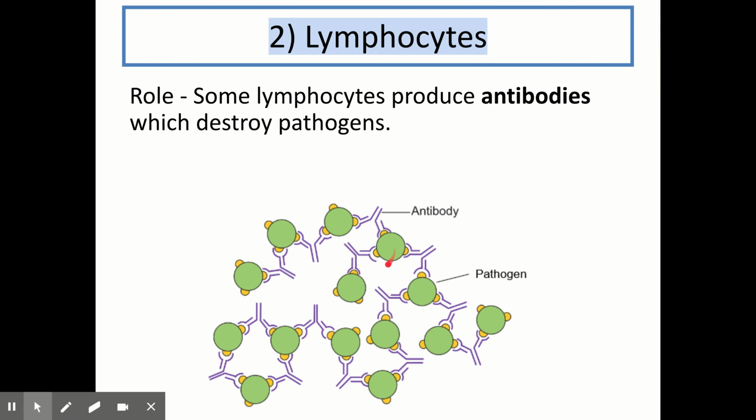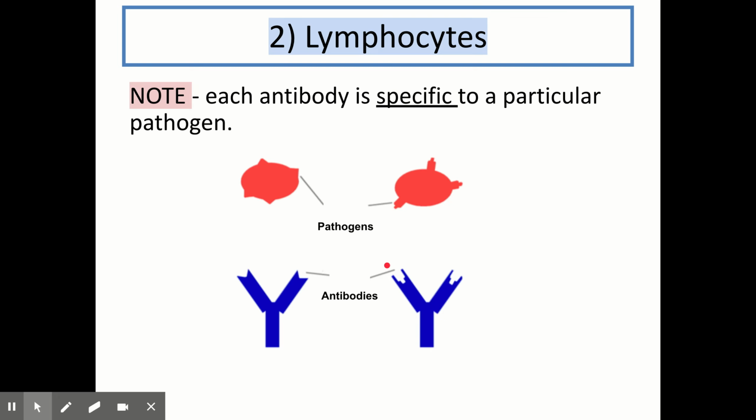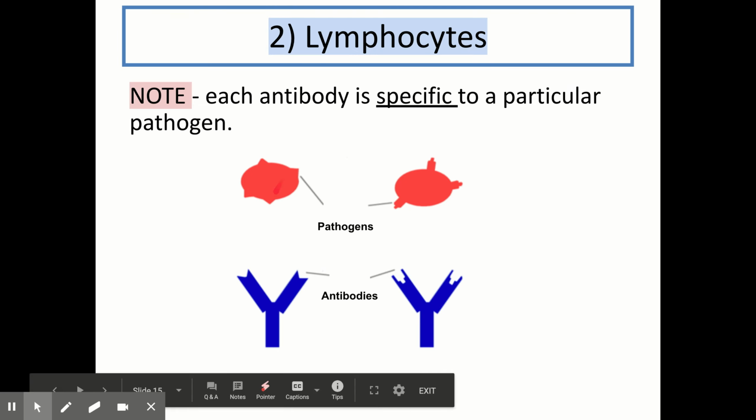And you can see that in this diagram. You also need to know that each antibody is specific to a particular pathogen. You can see that this pathogen on the left-hand side has triangular shapes on its surface. At this stage, you do not need to know what these are, but these will only bind with the antibody on the left. If we look at these two antibody shapes, only this one will bind to this pathogen. So this antibody is specific to this particular pathogen.